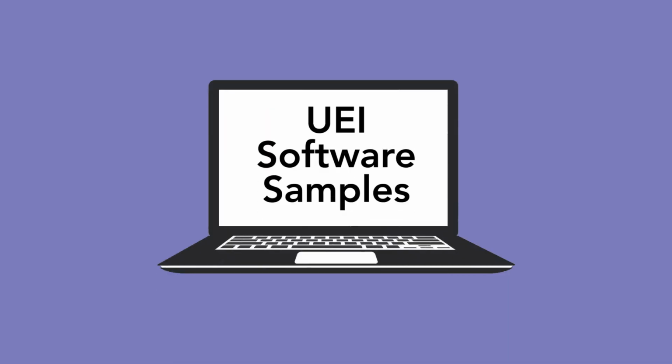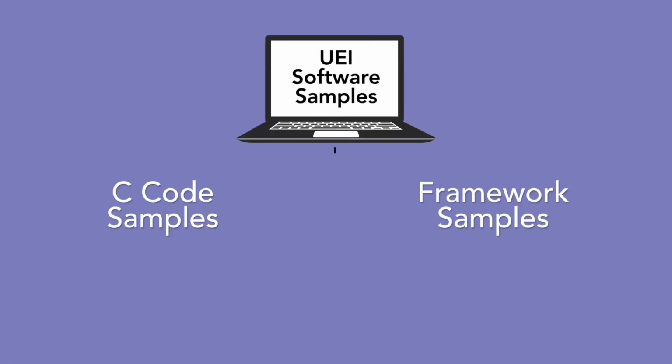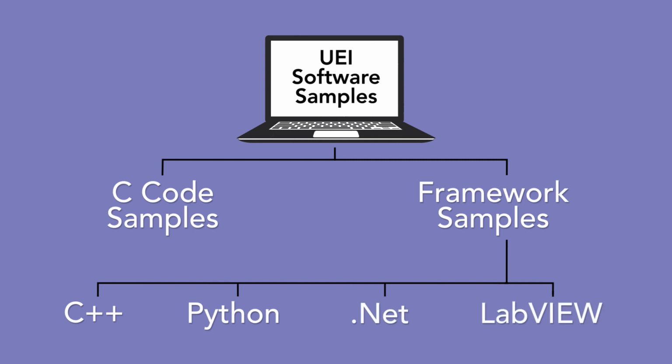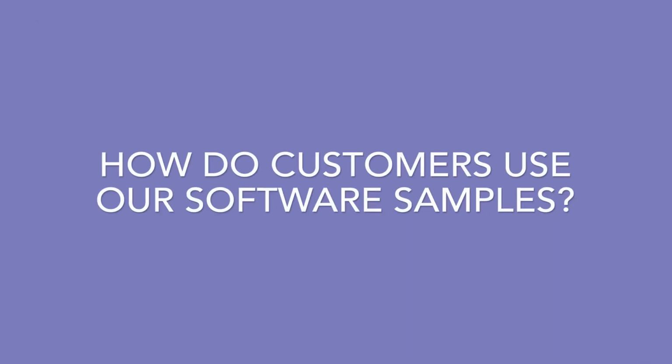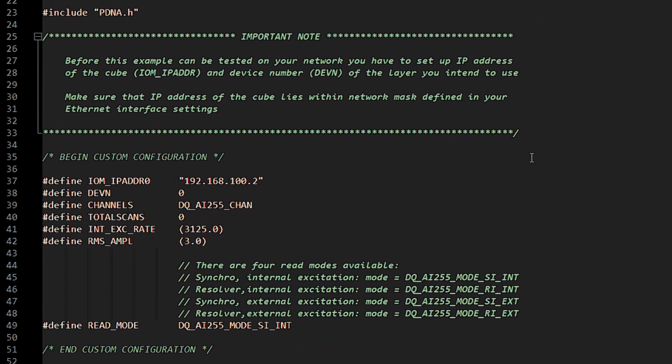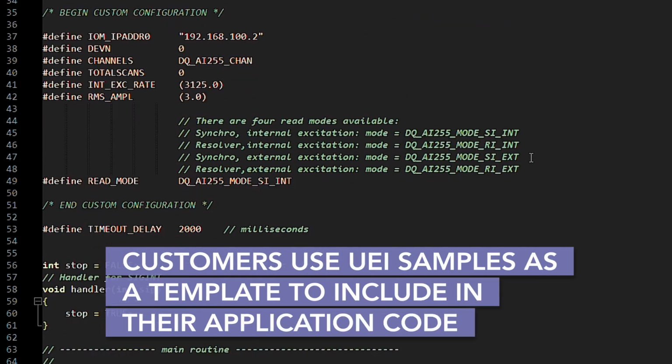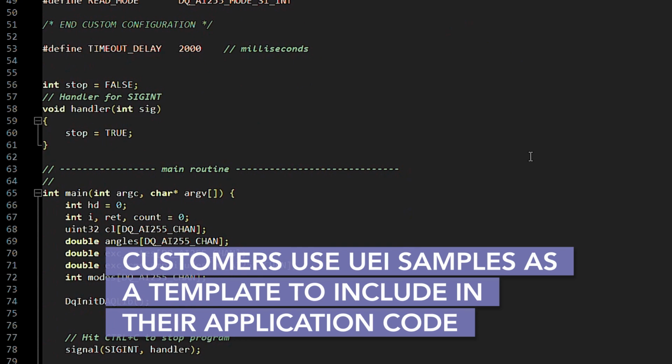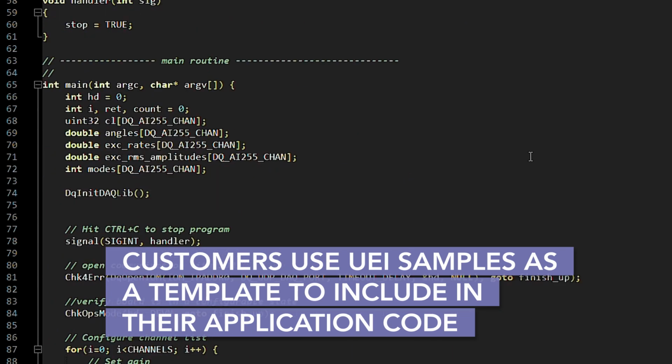Broadly speaking, these short samples fall into two categories: low-level C samples and our framework code that supports a variety of popular programming languages like C++, Python, .NET, and LabVIEW, to name just a few. While they could be used as is, most application code is much longer and much more involved. Customers will typically use our free samples as a starting point or a template which they can insert into their application script.